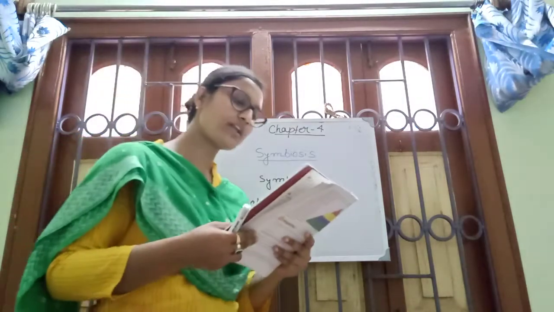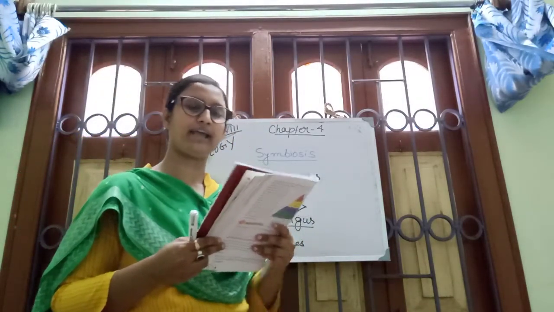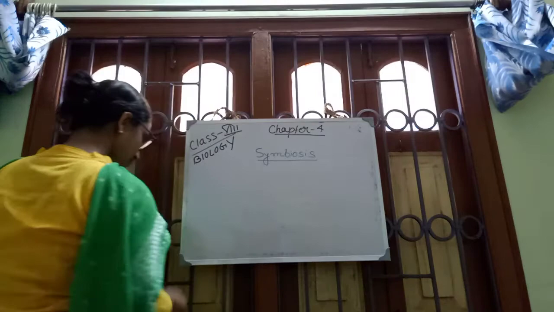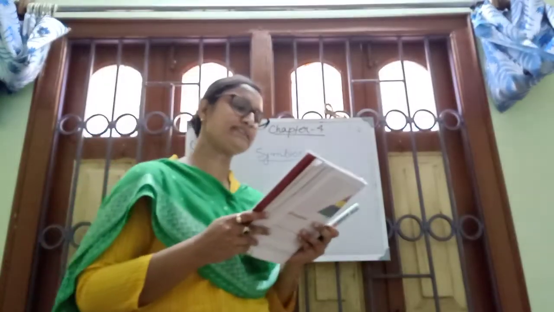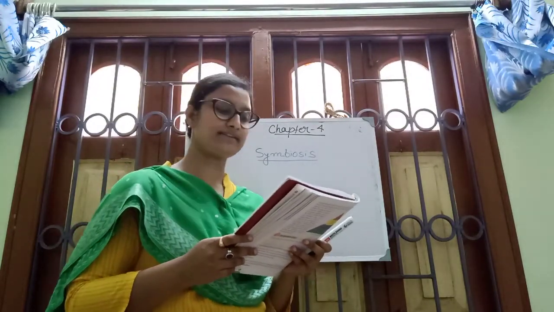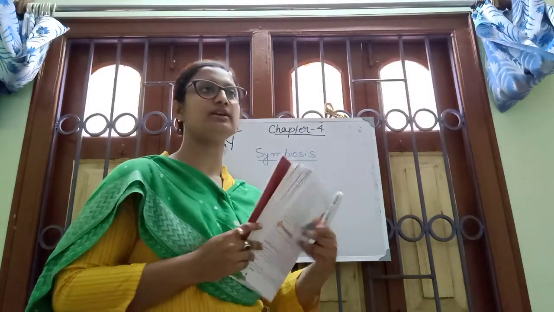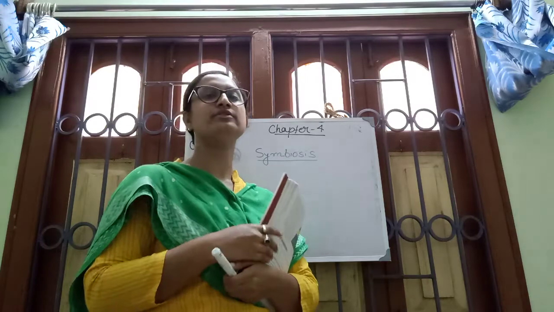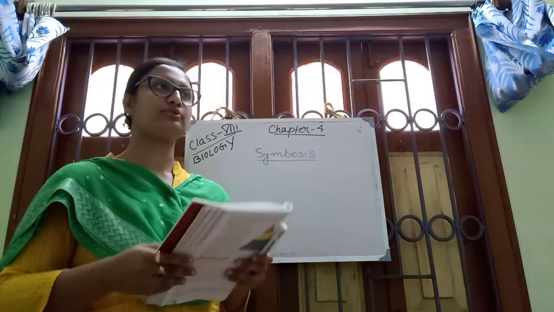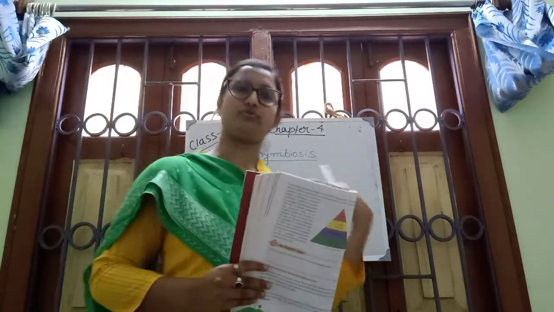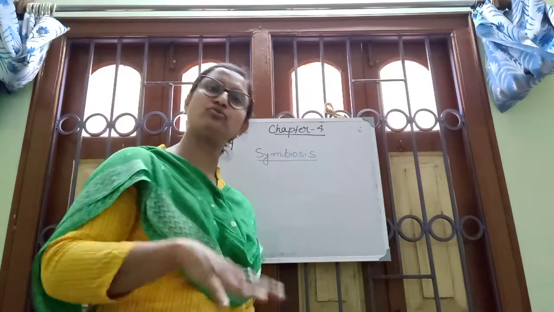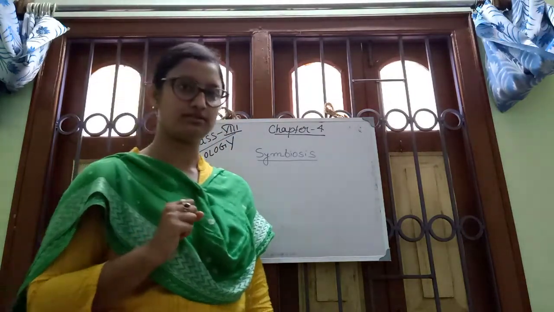Another example given in your notebook is the symbiosis between nitrogen fixing bacteria and leguminous plants. In the leguminous plant, nitrogen fixing bacteria are present. What is the relationship between them? The plant cannot directly absorb nitrogen. Nitrogen forms nitrates, salts that mix with the soil, and after that the plant can use it.